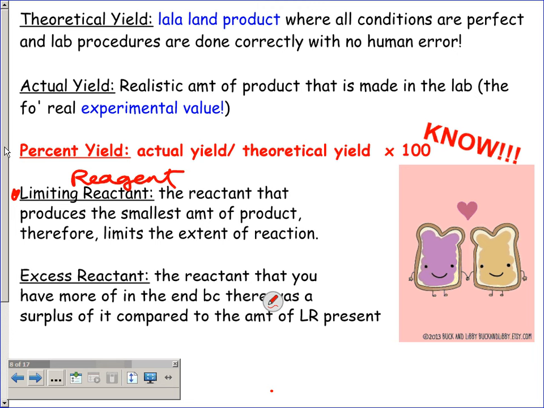But in terms of these, I think most of us might remember theoretical is like, it's theoretical, like theoretical physics. Is it always tangible? Is it always something that's absolutely certain? No, it's not probably going to happen 100% like that in real life. So theoretical, I like to call it the La La Land product, like exactly how much you should be able to make. Whereas in real life, we actually have a realistic amount that we make because there's always human error and there's other things that can go on along in the experiment. So it's the actual amount you get in the lab, in an experiment. So lab is actual yield, on paper is theoretical yield.